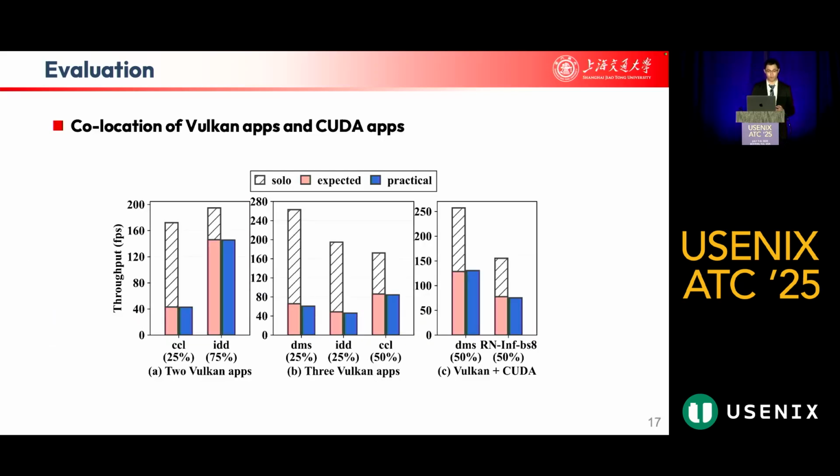In terms of the Vulkan applications, because we intercept those requests at the kernel level, we can support all different combinations of the workload. Again, the red bar shows the expected performance, and the blue bar shows what we actually achieved. In all the cases, like 2 Vulkan applications, 3 Vulkan applications, and Vulkan and CUDA applications, we achieve a very tight match of the performance.